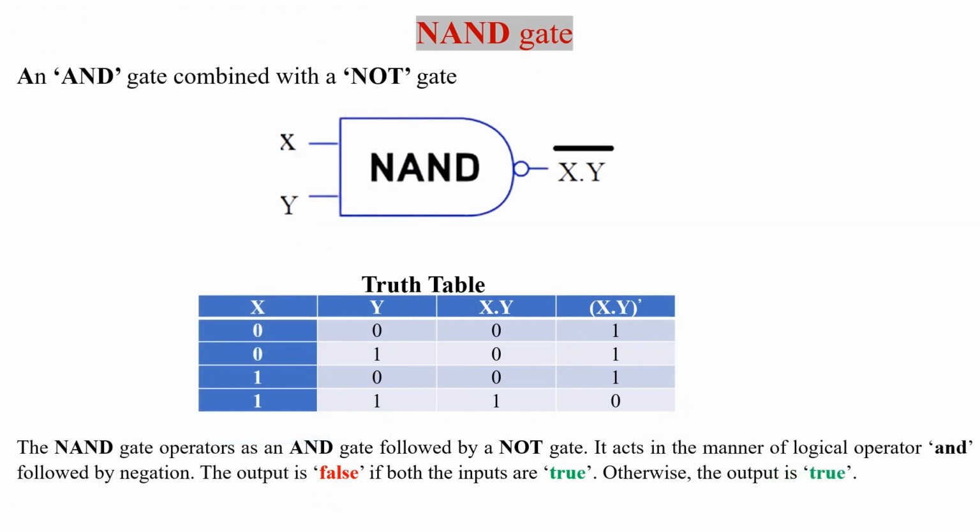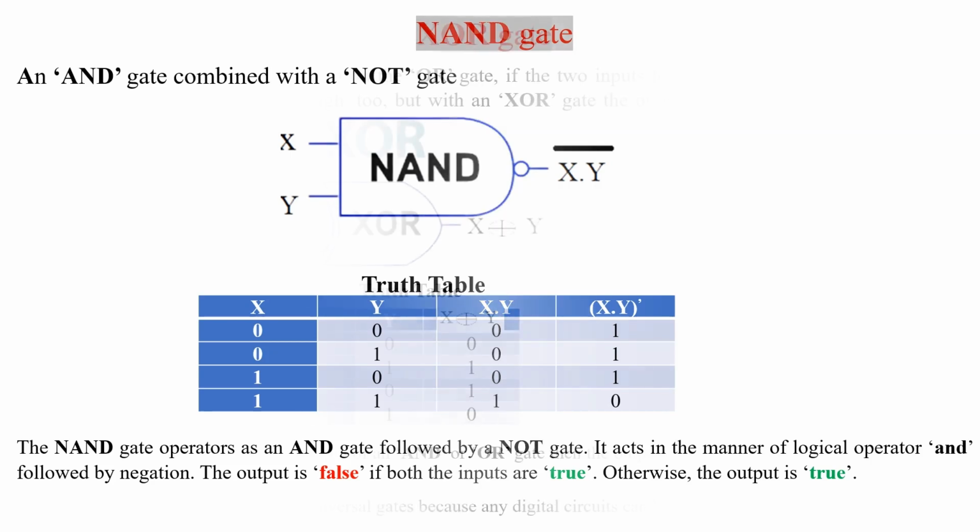Next is the NAND gate. NAND gate is an AND gate combined with a NOT gate. This is the picture of the NAND gate. NAND gate operates as an AND gate followed by a NOT gate. It acts in the manner of logical operator AND followed by negation. The output is false if both the inputs are true. Otherwise, the output is true.